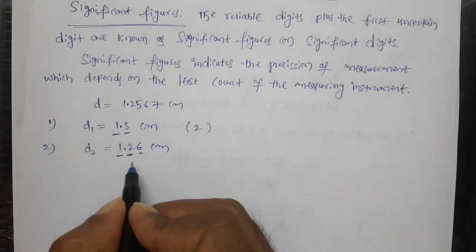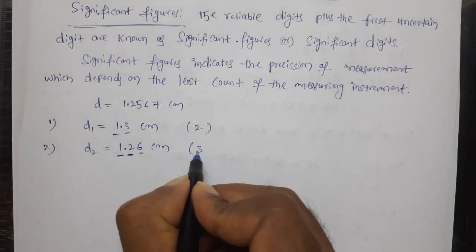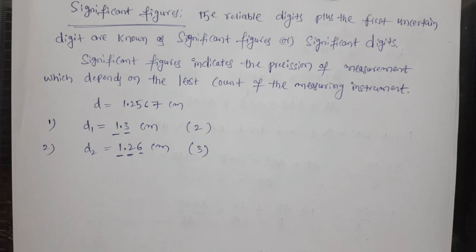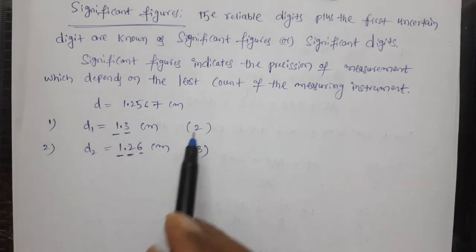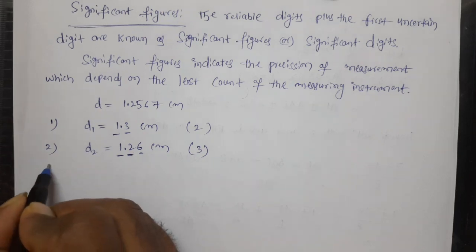So total how many digits are there? Two reliable digits, one uncertain digit. So total how many significant figures here we have? Yes, 3. So in the first measurement we have two significant figures. In the second measurement we have 3 significant figures.